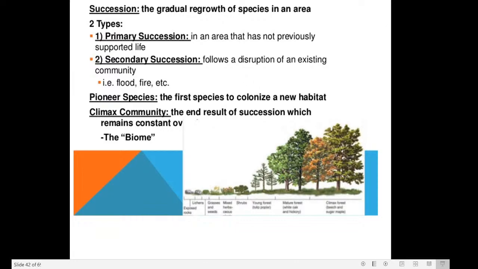The climax community is the end result of succession, which remains constant over the years. That is the end climax community. The pioneer community is the first species, the first plant that colonizes, and the climax community is the result at the end of succession.